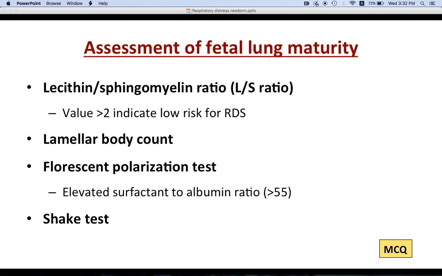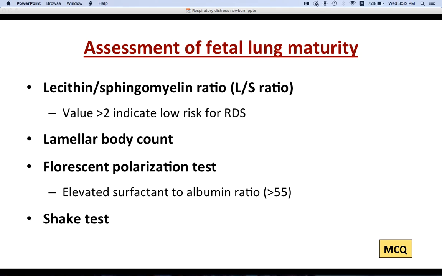Now, how to assess the fetal lung maturity? There are various tests which are indicated to assess fetal lung maturity. Of these, noteworthy are the lecithin sphingomyelin ratio, or L/S ratio. A value of more than 2 is indicative of low risk of RDS. Others are lamellar body count, fluorescent polarization test or elevated surfactant to albumin ratio, and shake test.